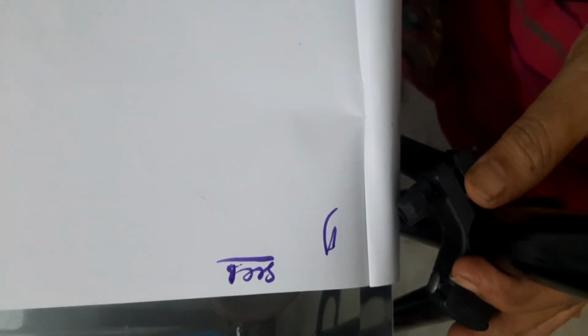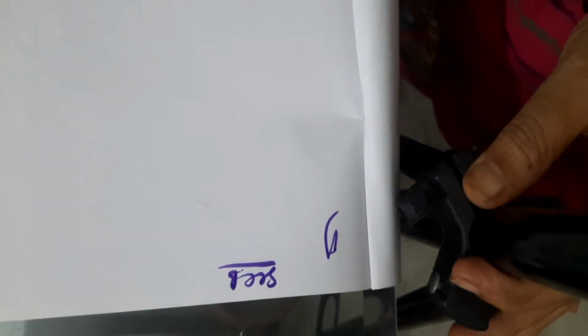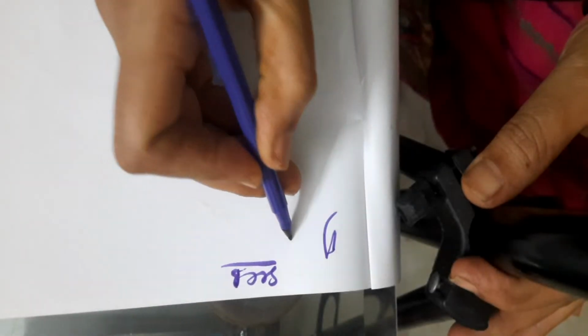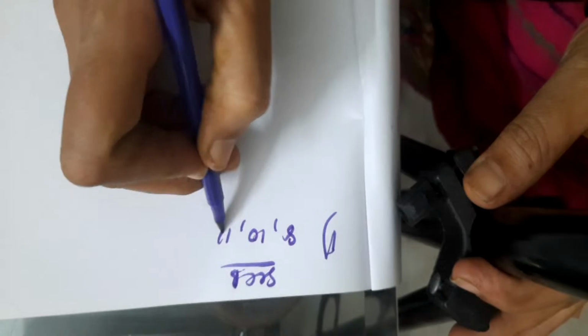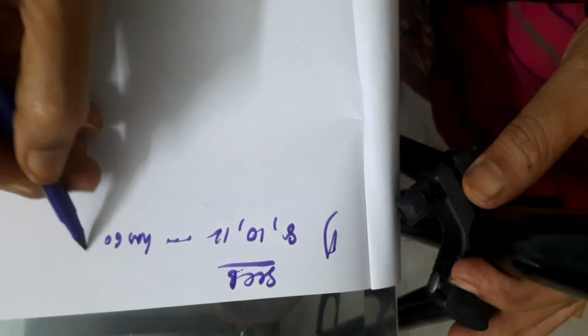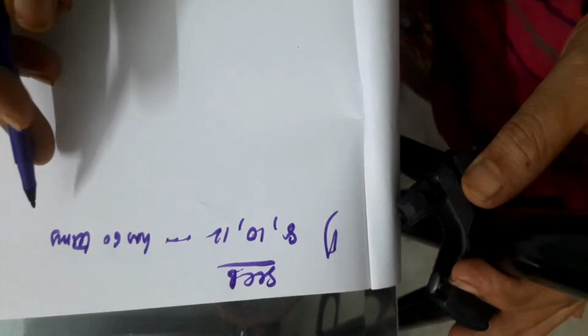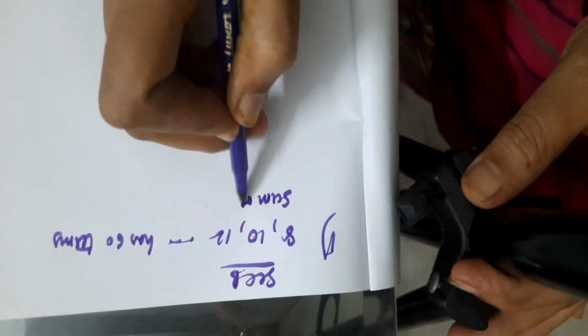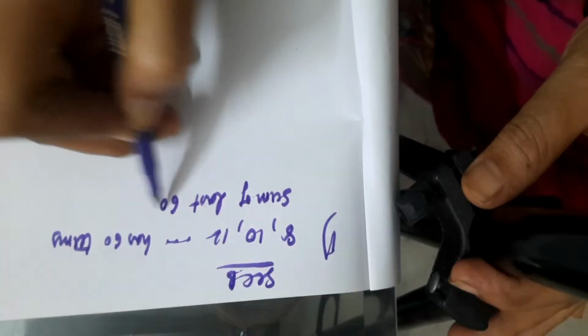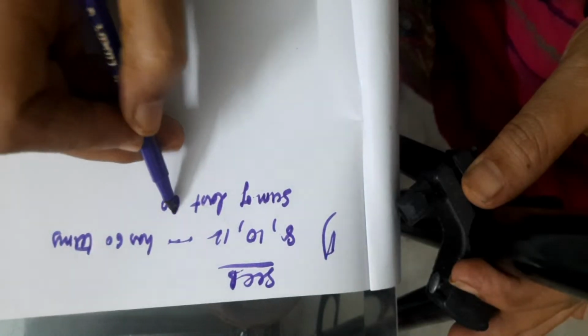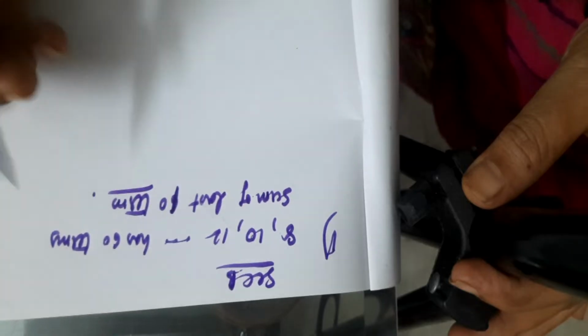It is given that an AP consisting of 8, 10, 12 has 60 terms. We need to find the sum of the last 10 terms. The AP consists of 60 terms, so we need to find the sum of the last 10 terms. Here the number of terms is 10.